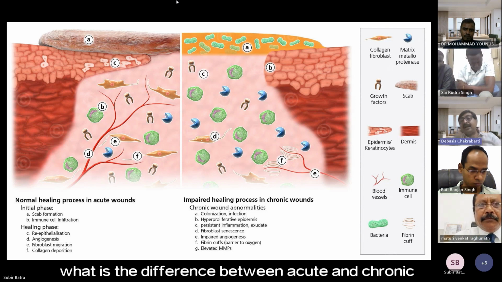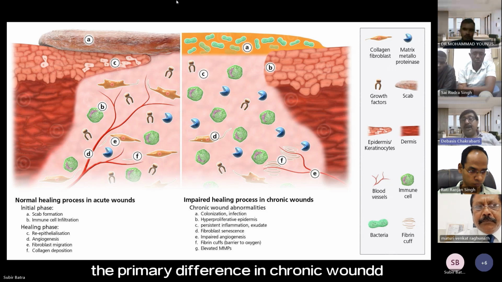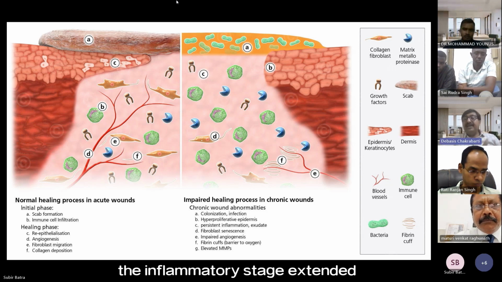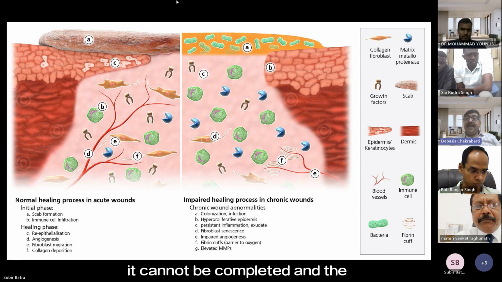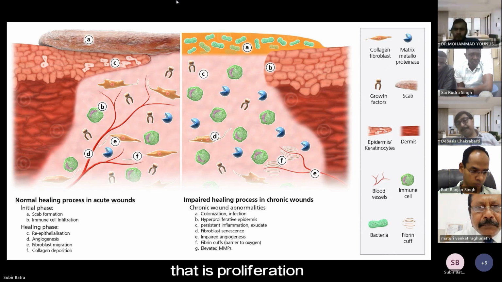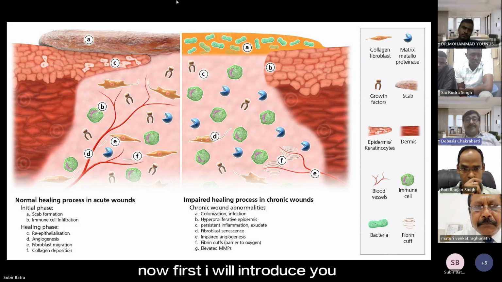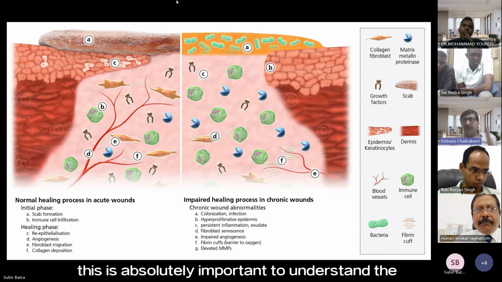What is the difference between an acute wound and a chronic wound? The primary difference in a chronic wound is that the inflammatory stage is extended. It cannot be completed, and the inflammation stage has not moved on to the third stage, that is proliferation. Now, first, I will introduce you to the symbols used in these two pictures. This is absolutely important to understand the entire process.